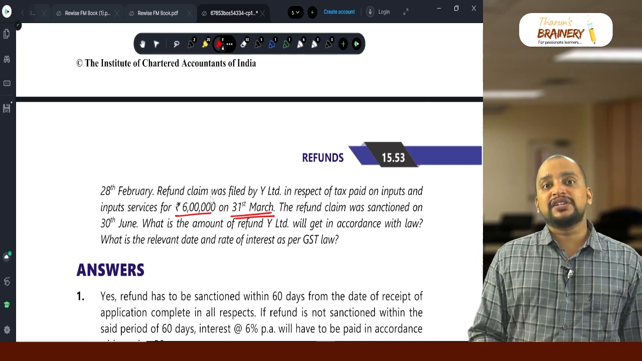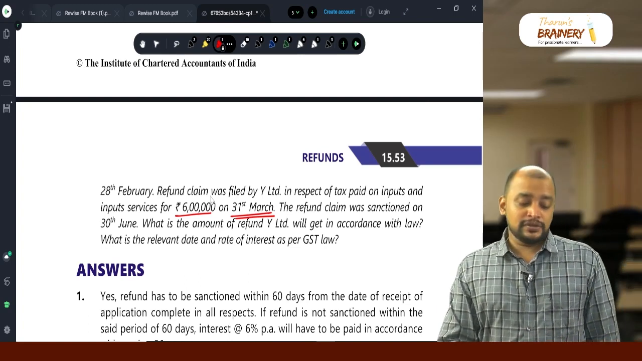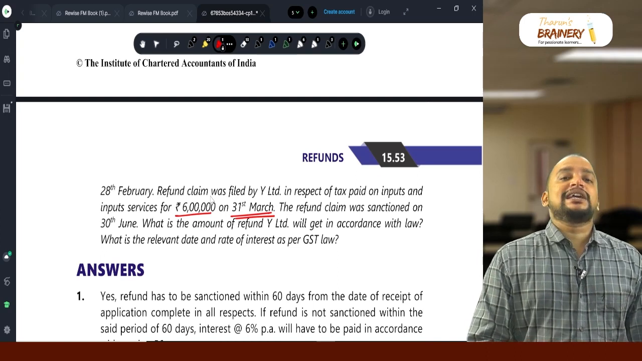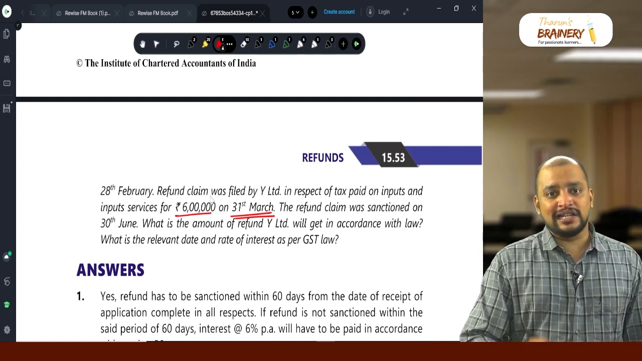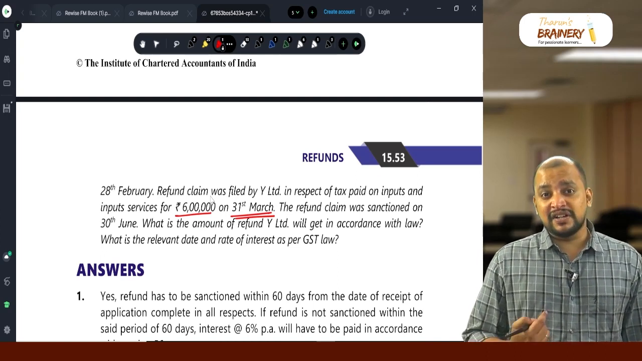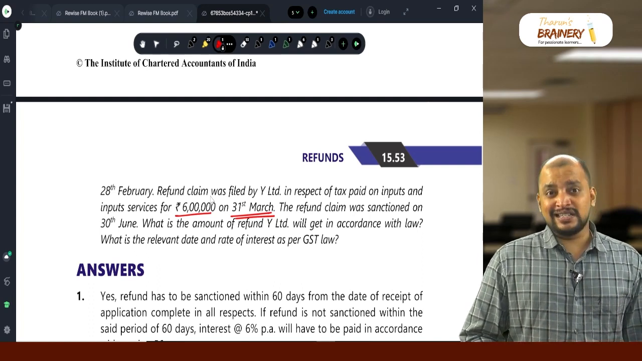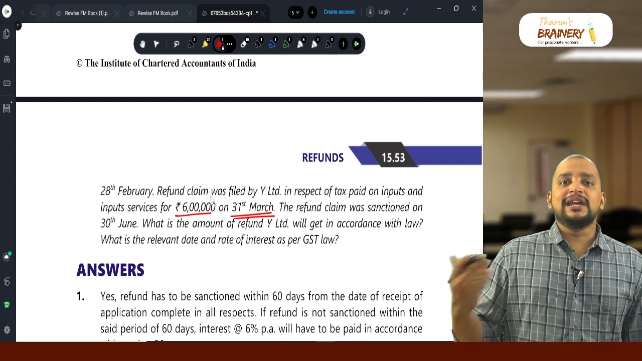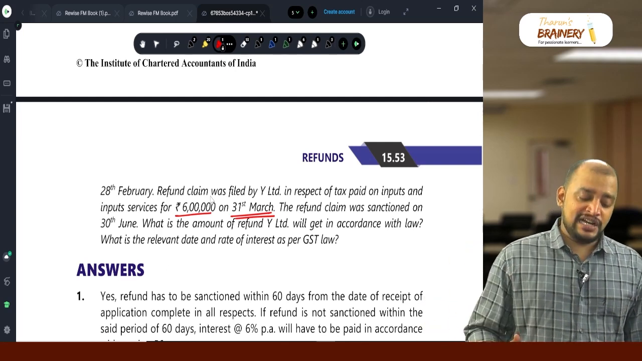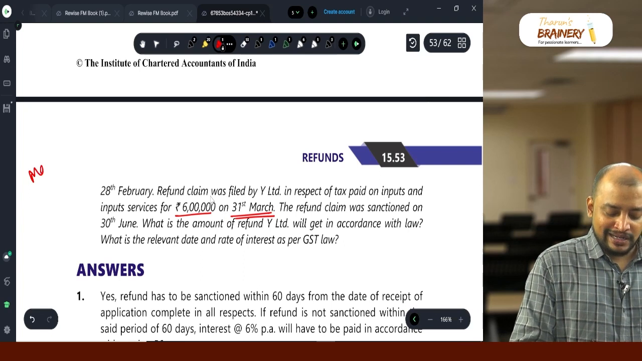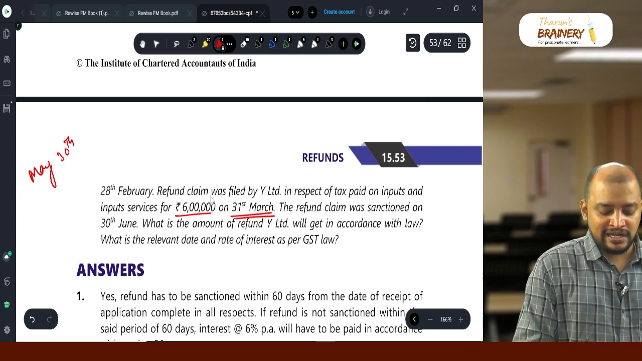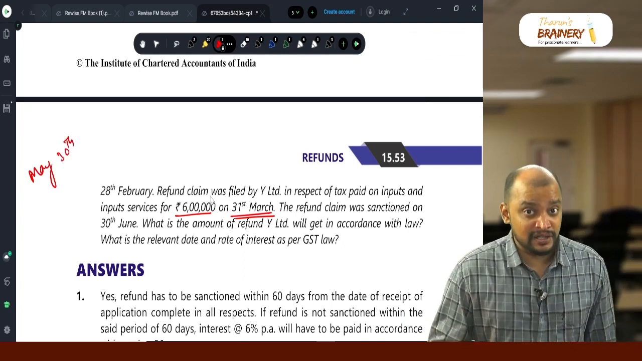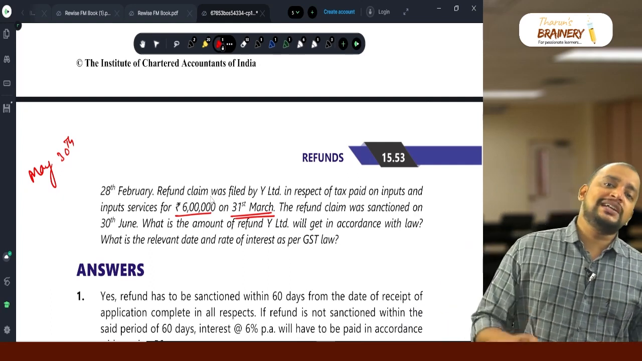So they made an application for refund. Therefore, from the refund application, within 60 days they need to get the refund. Within 60 days means March, April 30 days, May 30 days. So by May 30th they need to get the refund. Otherwise, from May 31st onwards, till the time they are actually getting the money.